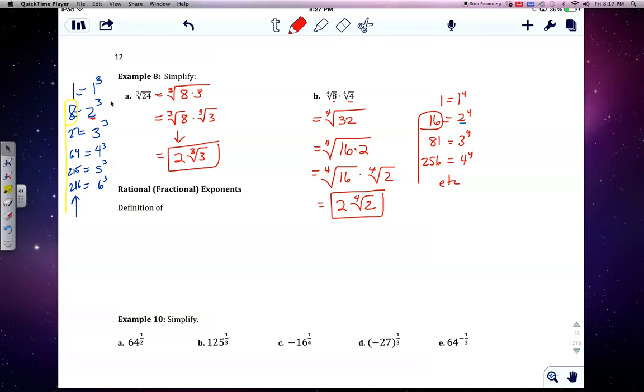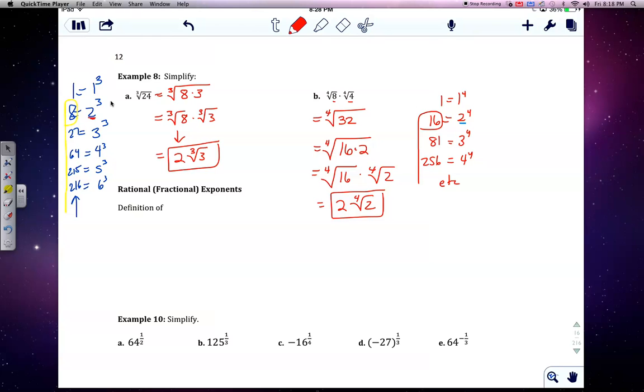Maybe fractional. And we see a lot of this later on in the course. So I'll try to remind you guys one more time about rational or fractional exponents. It comes really late in the course, so hopefully you'll still remember the definition of rational or fractional exponent.